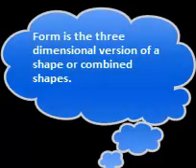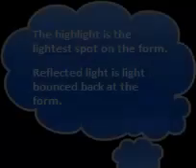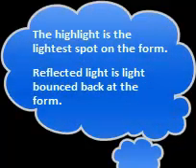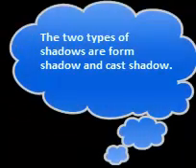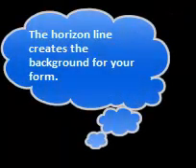Let's review. Form is the three-dimensional version of a shape or combined shapes. A form is 2/3 light and 1/3 shadow. Tones are levels of light. The highlight is the lightest part on the form. Reflected light is light bounced back at the form. The two types of shadows are form shadow and cast shadow. The horizon line creates a background for your form.